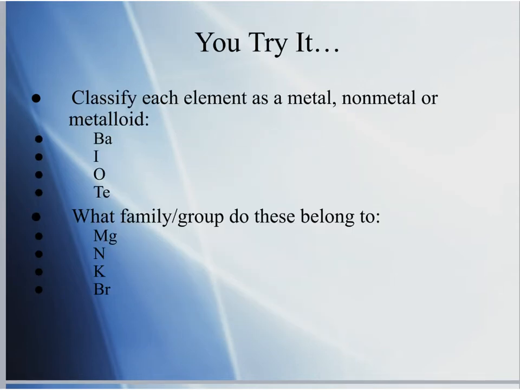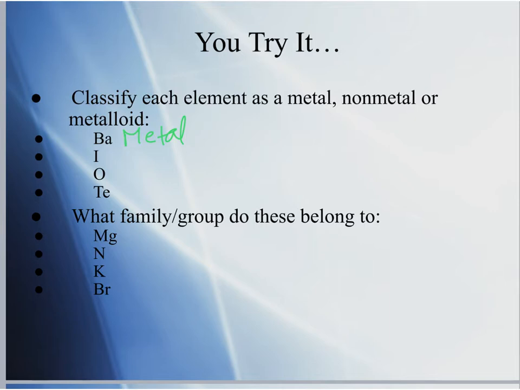All right, so now it's time to grab your periodic table, and we're going to classify each element as a metal, nonmetal, or metalloid. So go ahead and find barium on your periodic table. If you can't find it right away, because you're not quite familiar with the periodic table yet and where all the elements are, go ahead and pause. You can pause the video at any time that you need. Find it, and then classify it, and then we'll go over the answers together. Okay, so barium is on the lower left-hand side of the periodic table. He is a metal. He's on the metal side.